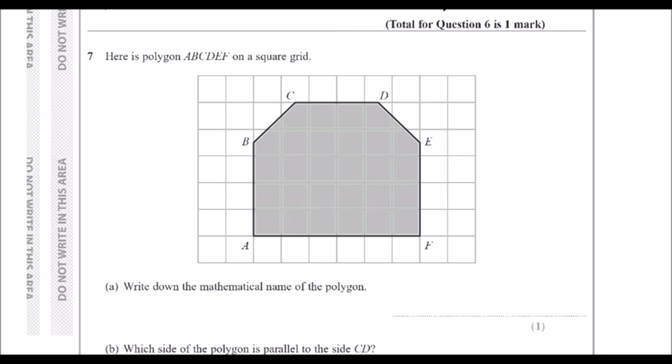Question 7. Here is a polygon ABCDEF on a square grid. Part A says write down the mathematical name for the polygon. So it's got 1, 2, 3, 4, 5, 6 sides. A 6-sided shape is called a hexagon.